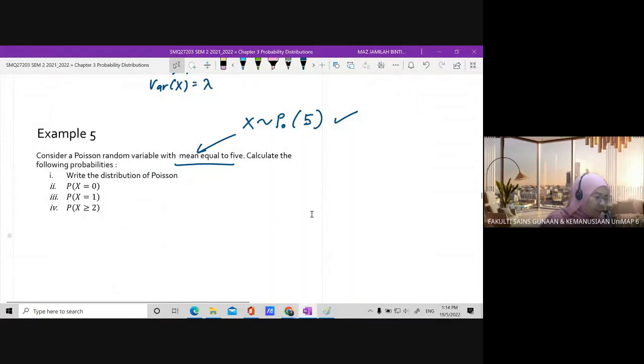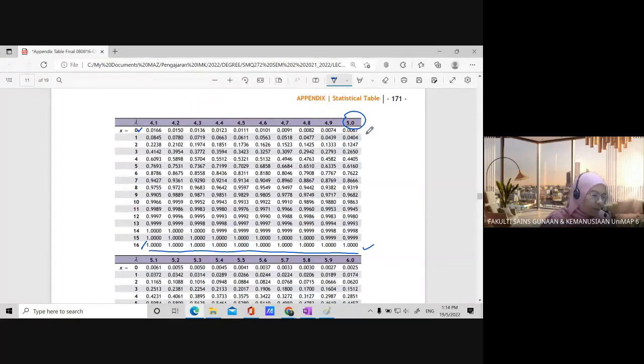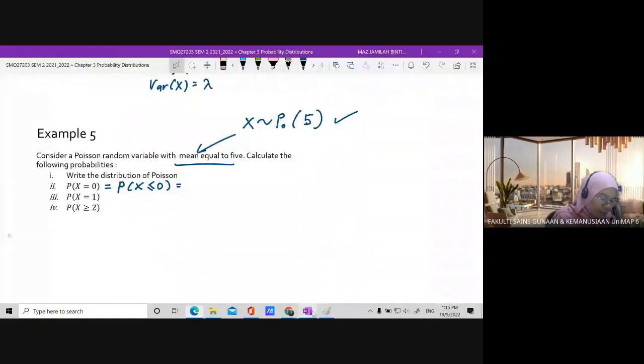Now what was the question? Find P(X = 0). So class, if P(X = 0), this is exactly taking the value of P(X ≤ 0). So go back to your table just now. For P(X ≤ 0), this will be the value, 0.0067. Class, straightforward from your table.